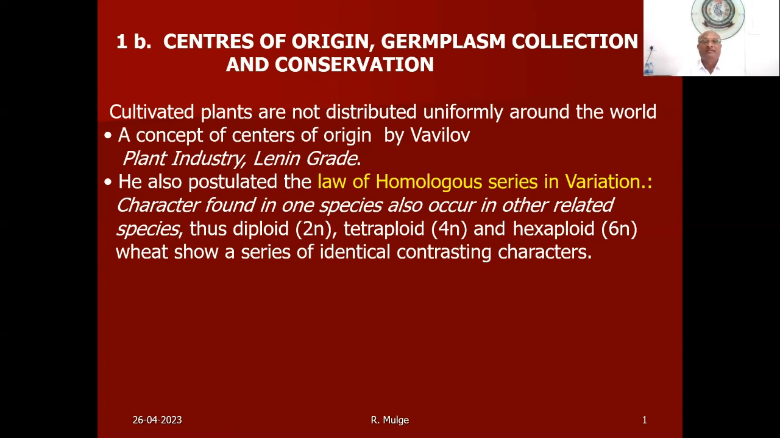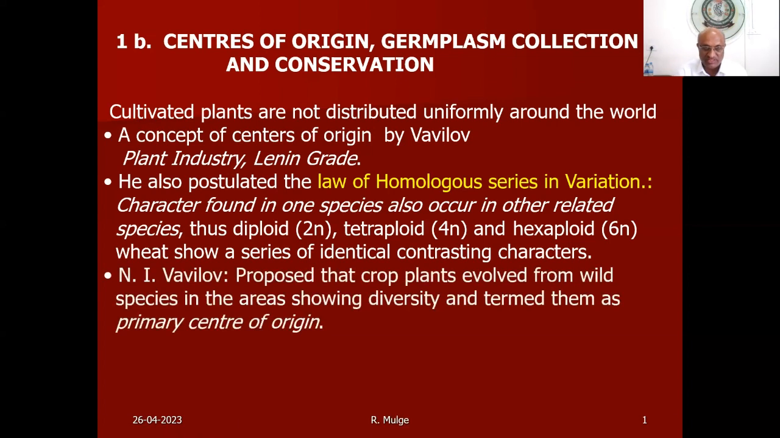That is the law of homologous series in variation. It explains that it is not that you suddenly change the species, but there will be some common characteristics. So the variation is spread across the related species. N.I. Vavilov proposed that the crop plants evolved from wild species in the areas showing diversity, and termed them as primary center of origin.